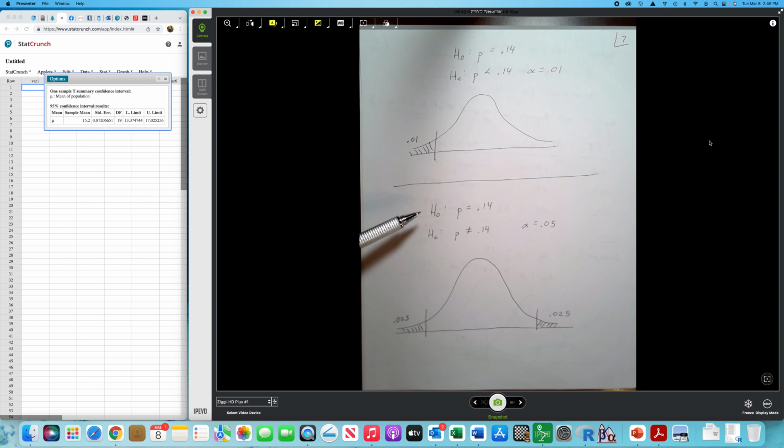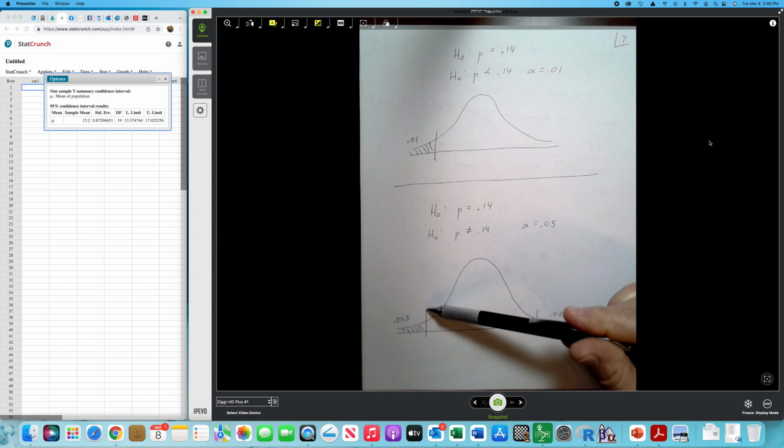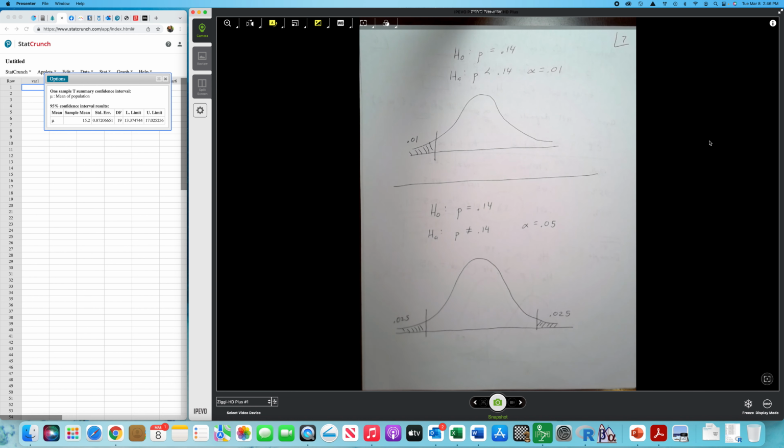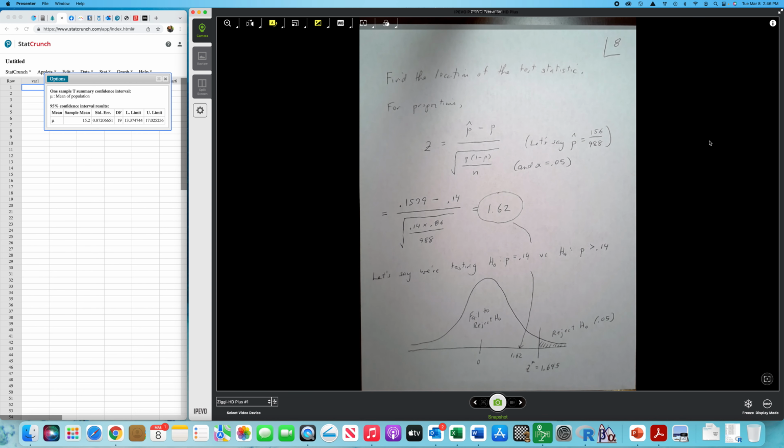My alpha is 0.01. I'm going to put 0.01 of the area to the left of this line. What if I have a two-tailed test, p equal 0.14 versus p not equal to 0.14, and I'm testing at 0.05 alpha? I'm going to put half of my alpha in one tail, half of my alpha in the other tail. Again, these two tails are what? They are our rejection regions. We're too far away from the claim to believe that the claim is true, so we're going to reject it. These fundamental basic ideas are so important in being able to carry out tests of hypotheses.